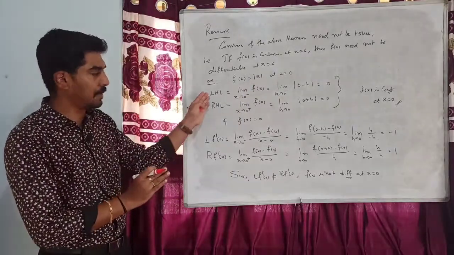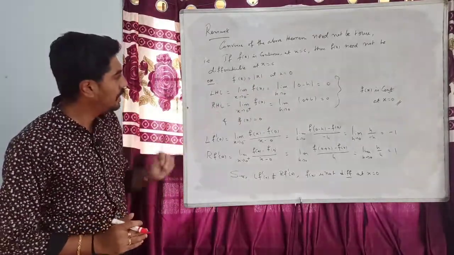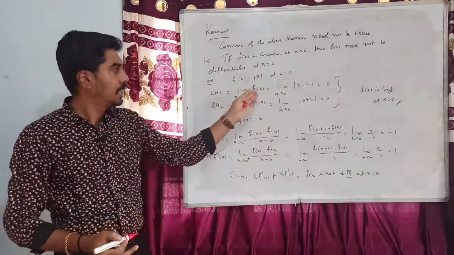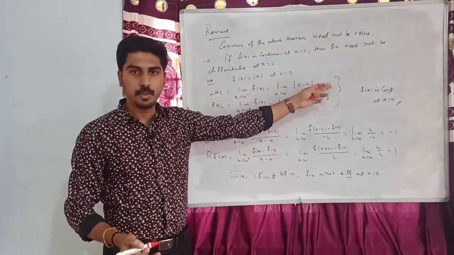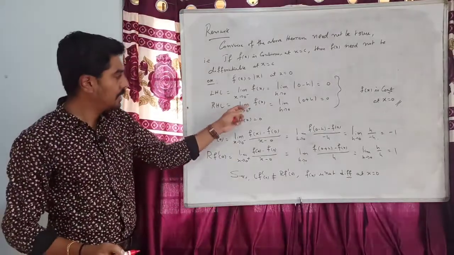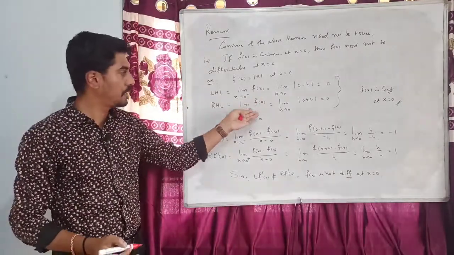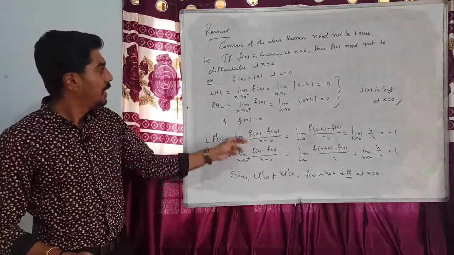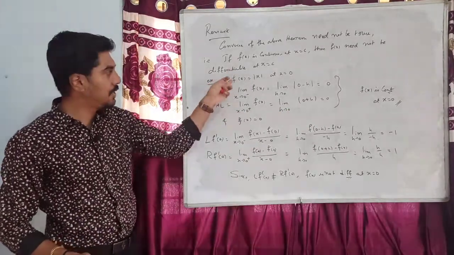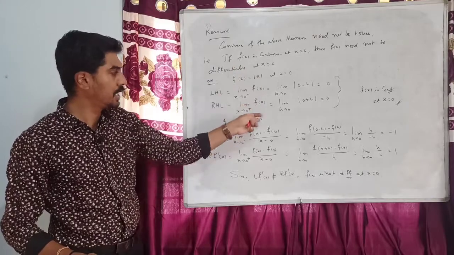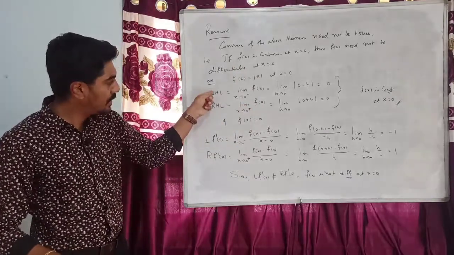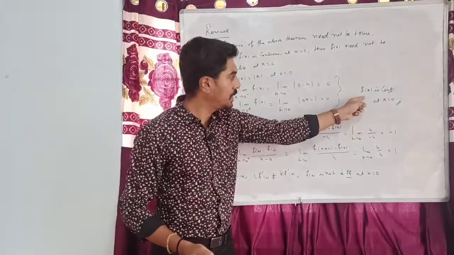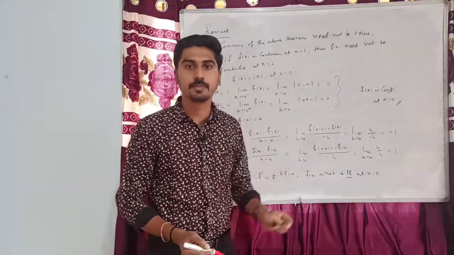First, let us find out the left hand limit. Left hand limit is limit of f of x as x tends to 0 minus, which is equal to 0. The right hand limit is limit of f of x as x tends to 0 plus, this is again equal to 0. The value of this function at 0 is equal to mod 0, which is again equal to 0. Since LHL equal to RHL equal to f of 0, clearly the function is continuous at x equal to 0.